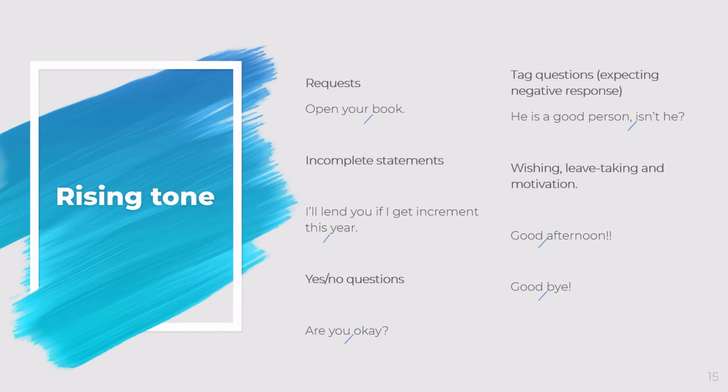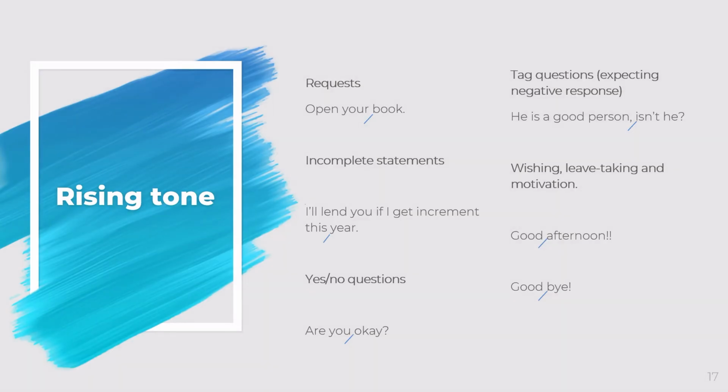Now let's discuss the context in which rising tone is used. First, it is used for making a request. The expression is open your book. Open your book. Next, rising tone is also used in the case of incomplete statements. And the example is, I'll lend you if I get increment this year. I'll lend you if I get increment this year.